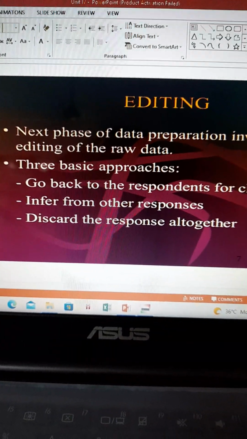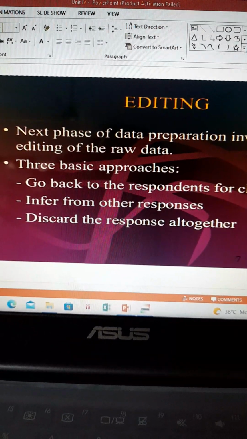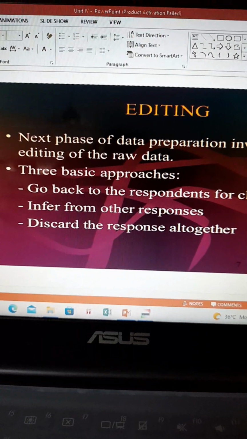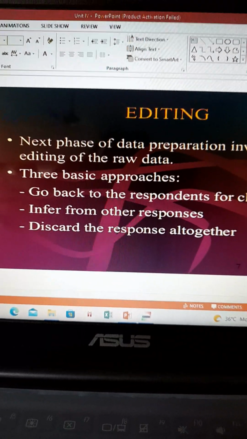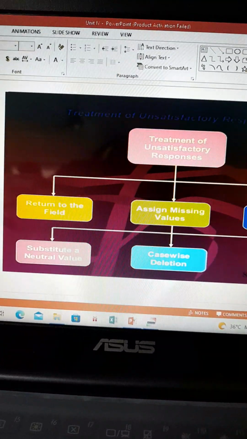The next one is editing. The next phase of data preparation involves editing of raw data. That is, we are going to edit the raw data. There are three basic approaches here: go back to the respondents for clarification, infer from other responses, or discard the responses altogether.